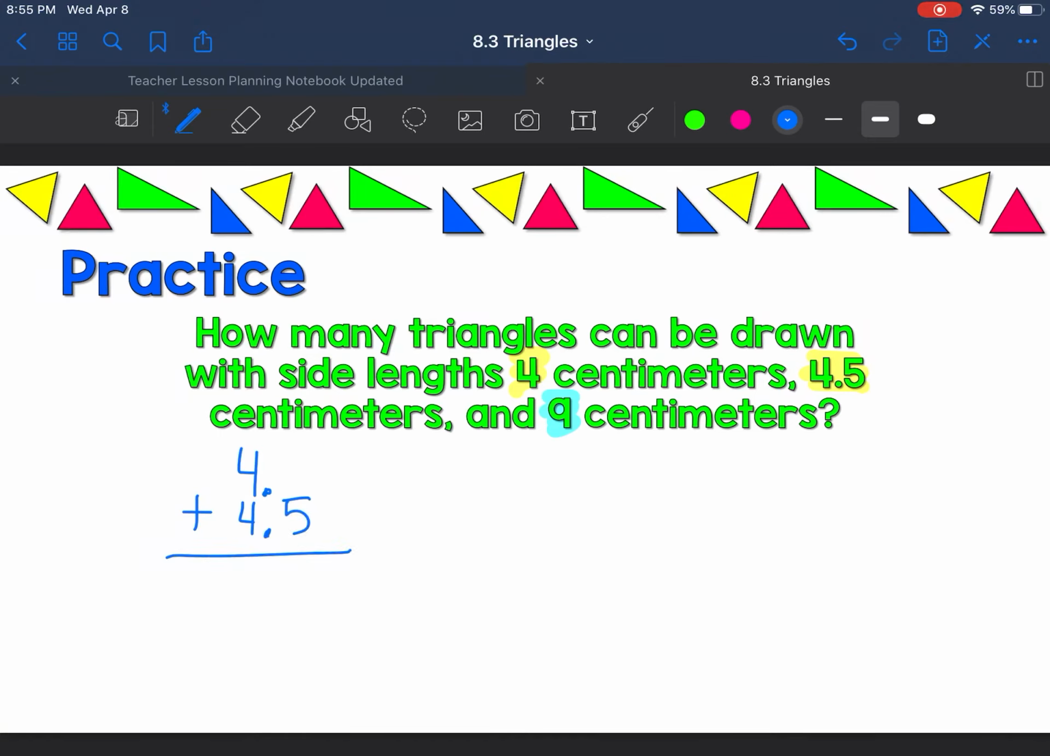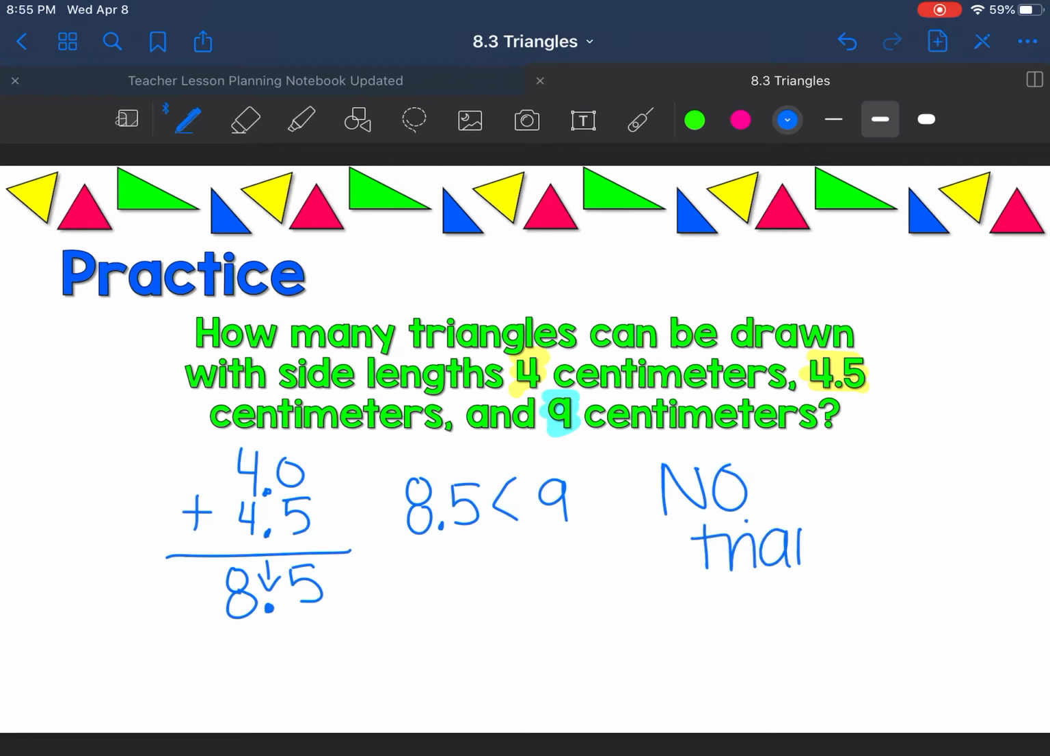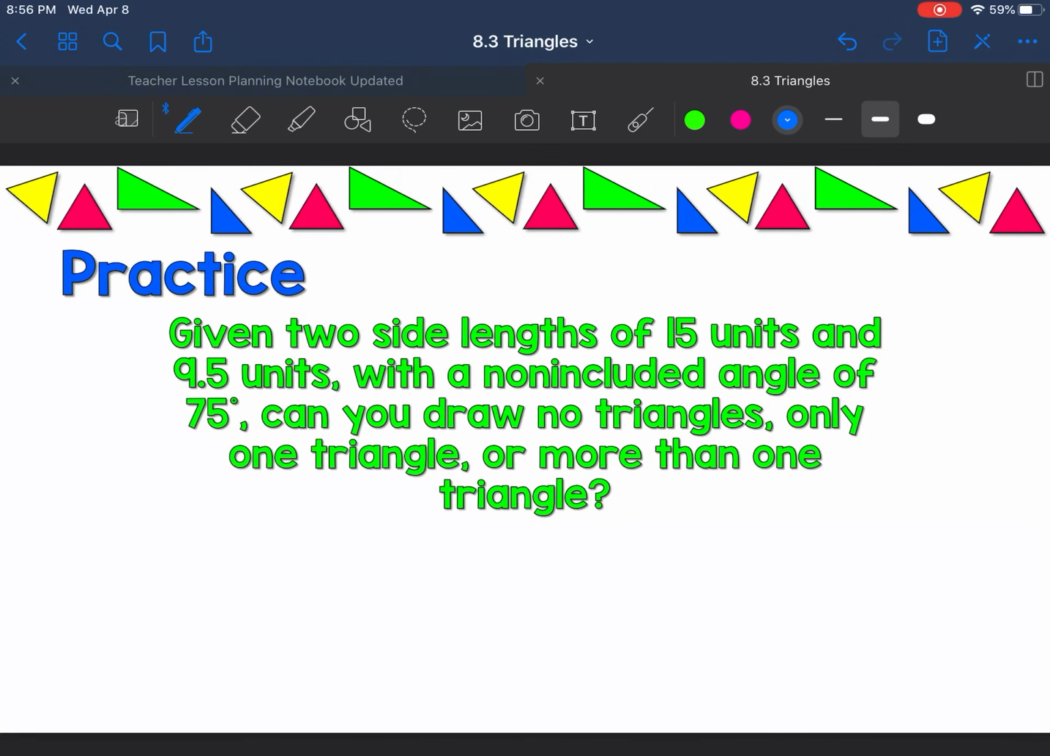So let's come over here and we'll do 4 plus 4.5. Add my decimal and add a 0. Bring my decimal down. 0 plus 5 is 5. 4 plus 4 is 8. So is 8.5 greater than or less than 9? It's less than. So that means that this is no triangle. Those sides of that triangle will never connect. All right, pretty easy, right? So now let's move on and look at some more.